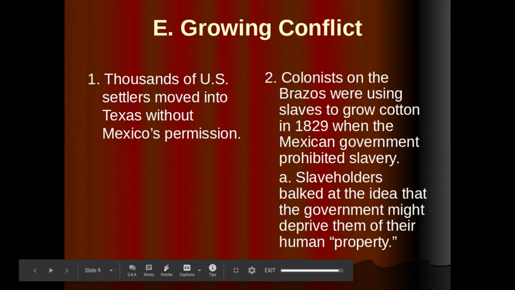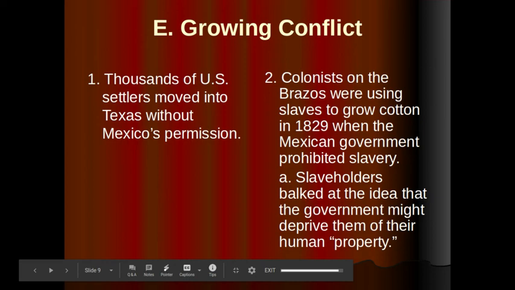So colonists on the Brazos River were using slaves to grow cotton in 1829 when the Mexican government did prohibit slavery. So this led to the Mexican government passing a decree to close the borders in order to stop immigration and people coming over to the Mexican Texas border altogether.